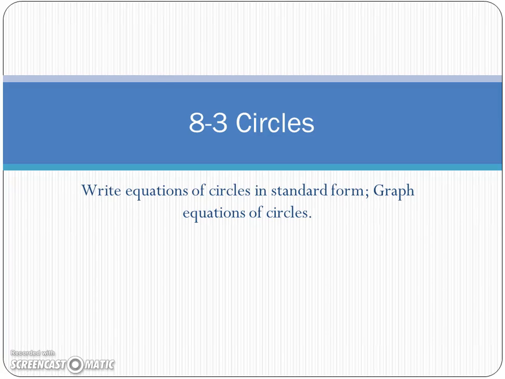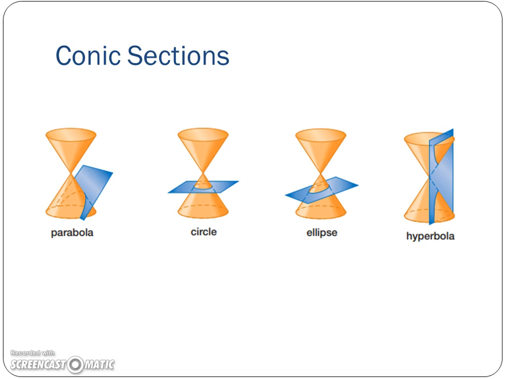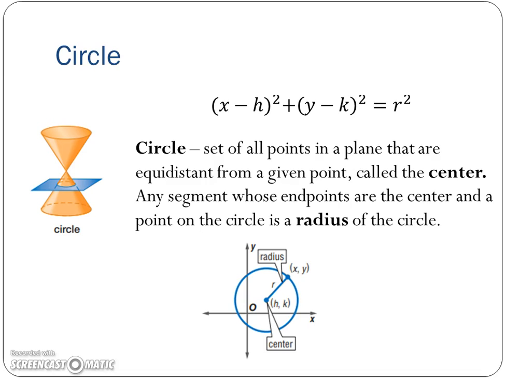Welcome to 8.3 circles. We're going to write equations of circles in standard form, as well as graph equations of circles. So first let's start with conic sections. Circle: you take a plane and cut it horizontally straight through one of the cones and you create a circle. A circle is the set of all points in a plane that are equidistant from a given point called the center. Any segment whose endpoints are the center and a point on the circle is therefore a radius.